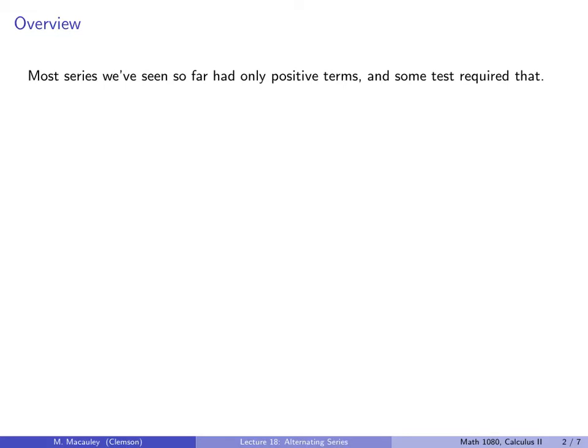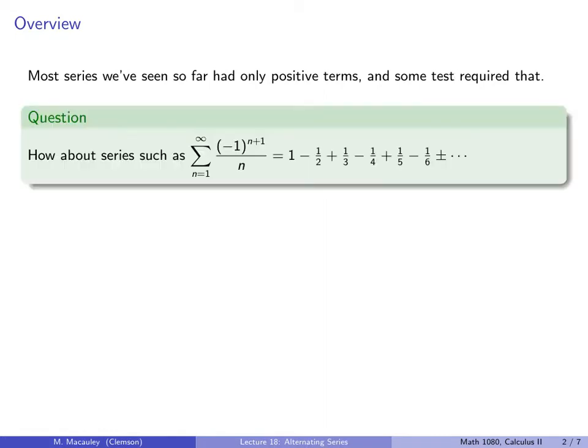So as an overview, most of the series we've seen so far have only had positive terms, and some of our tests required this. So what about this series? Here, this is the harmonic series, except the terms alternate positive and negative. So we can try to use some of our prior tests. Which one should we start with first?